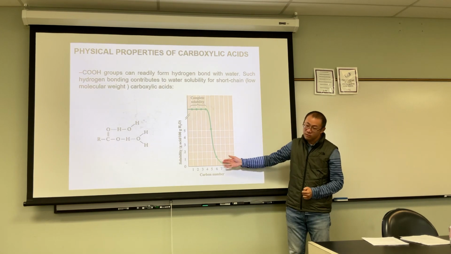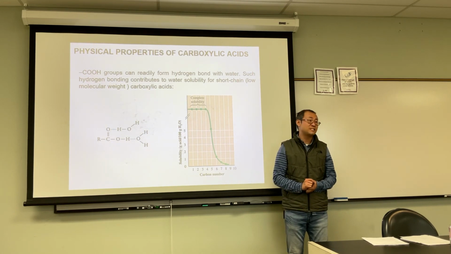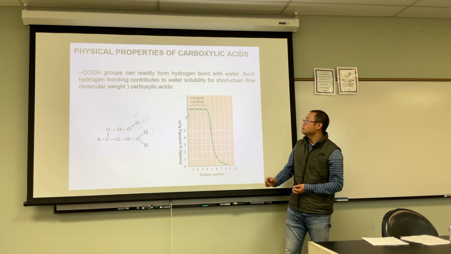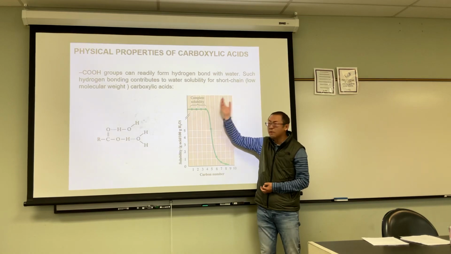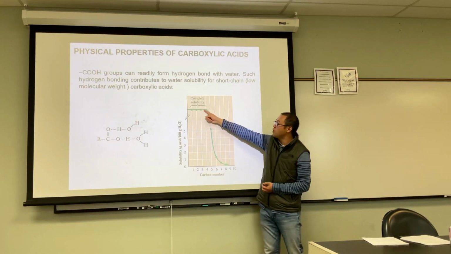This chart also shows you the trend of solubility, a similar trend to what we have seen many times before in chapters 3 and 4. We know carboxylic acids are extremely water soluble. You can see that from carbon number 1 through carbon number 4.